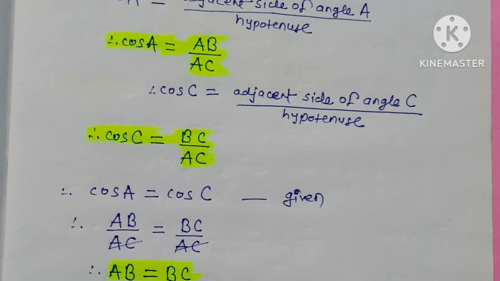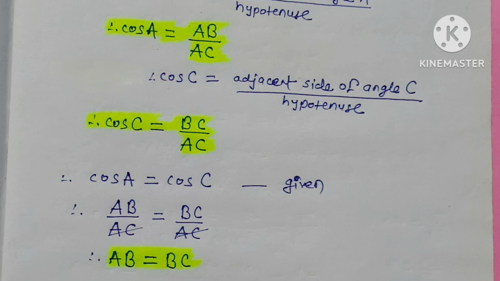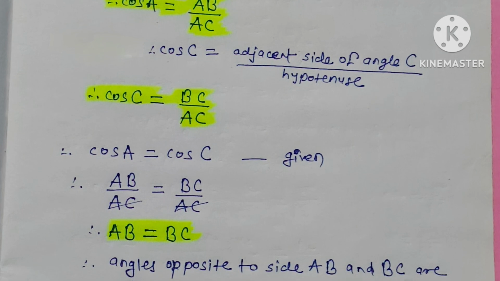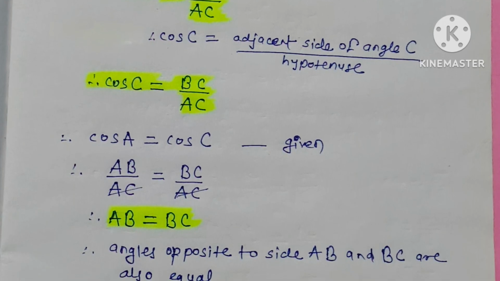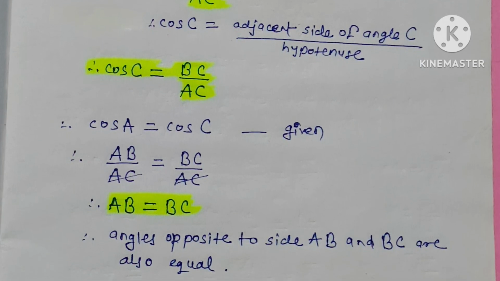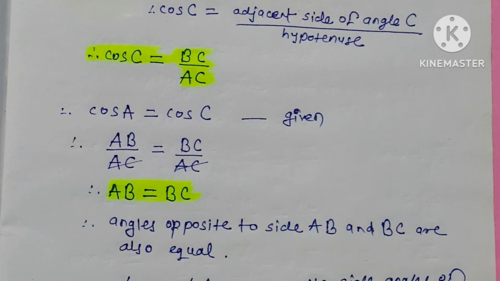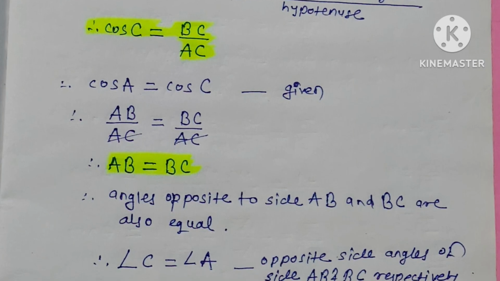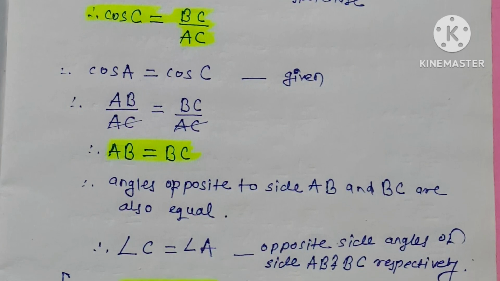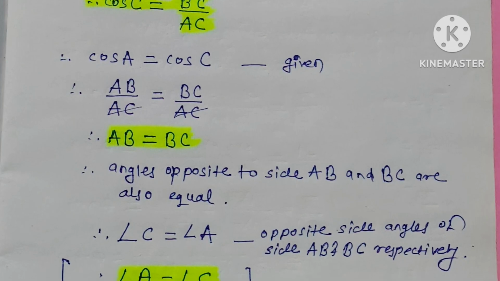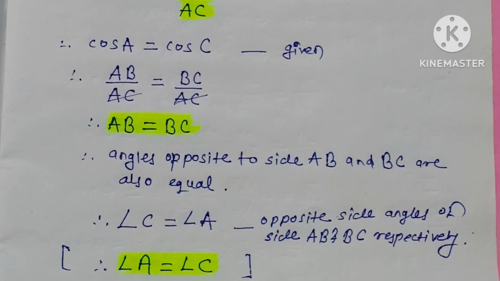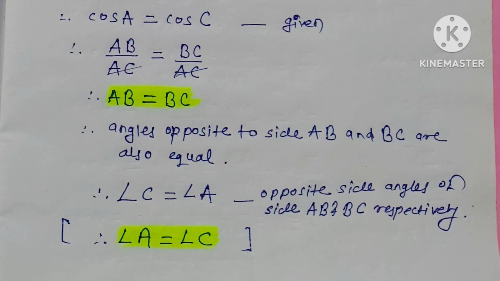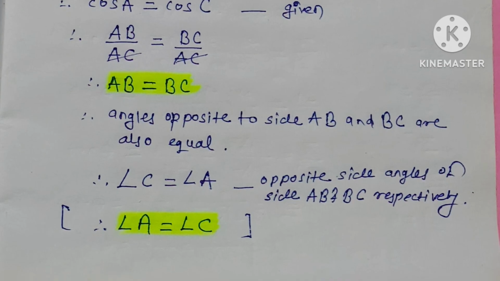We already know that cos A is equal to cos C as given in the question, so we just substitute the values. That is AB upon AC is equal to BC upon AC. AC gets cancelled out here, and we're left with AB equal to BC. Now, in a right angle triangle, when two sides are equal, the opposite angles of the sides are also equal. Not only in a right angle triangle, in every triangle, when two side lengths are equal, their opposite angles will also be equal. So using the same method, we got angle C is equal to angle A, hence proved.